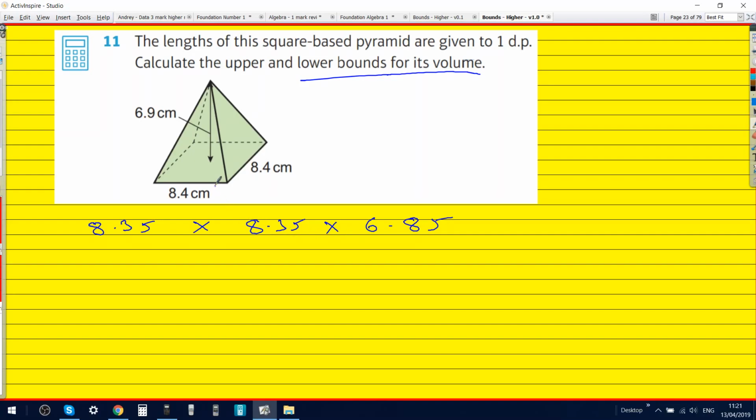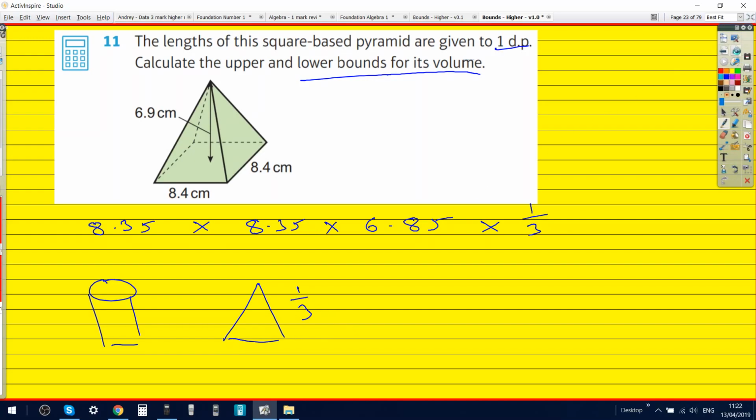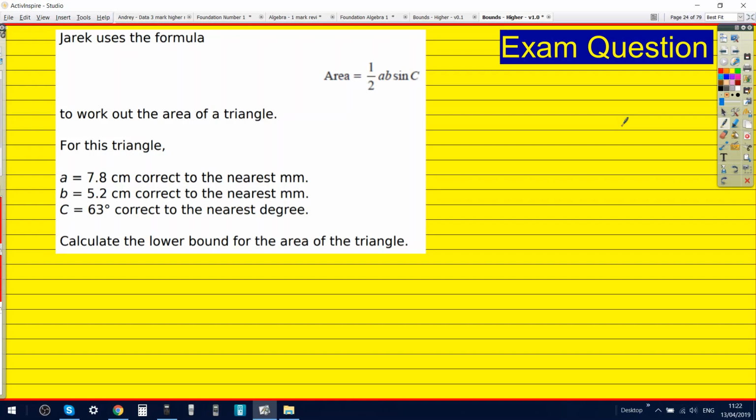Do you know how much of a cuboid is a pyramid inside it? Is it half? It's a third. Right. Yeah. And you put that into your calculator. And they say 1 decimal place. Do you know how much of a cylinder is a cone? Also a third, yeah. A sphere is 4/3.